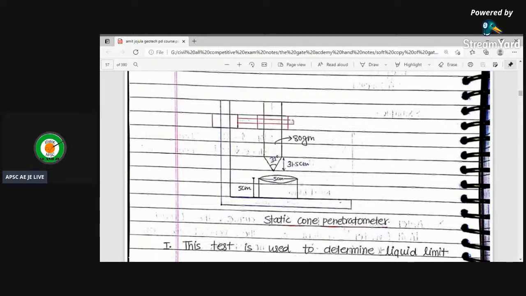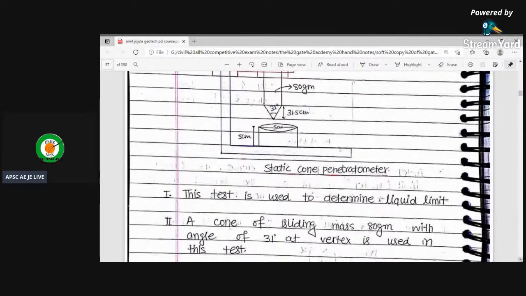The main advantage of static cone penetrometer is it can be used for all types of soils, whereas in case of Cassagrande apparatus, we are using it only for clay soils or highly plastic soils. Similarly, ASTM, we are using for low plastic soils. But in case of static cone penetrometer, we can use various types of soils. So it has great benefits over the Casagrande apparatus.